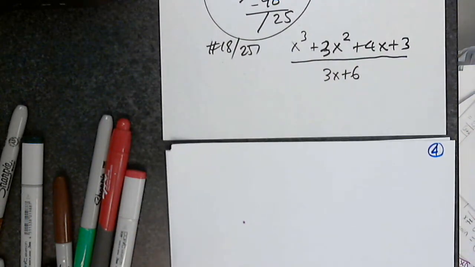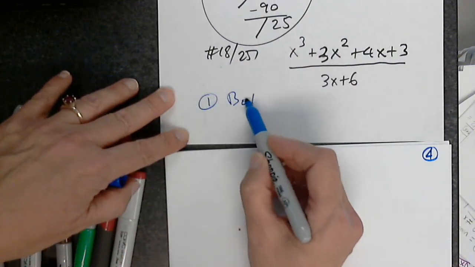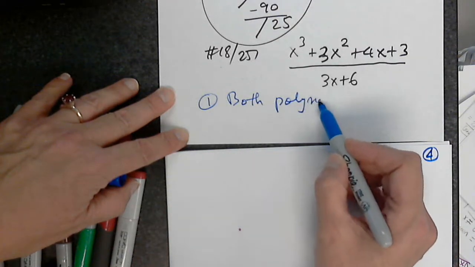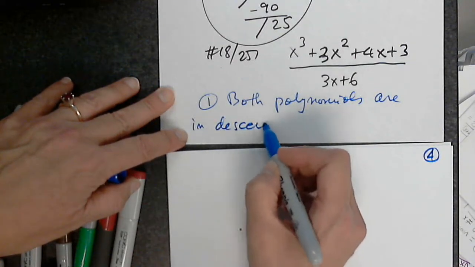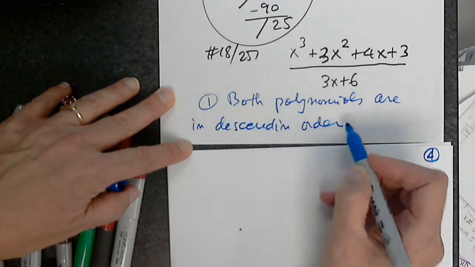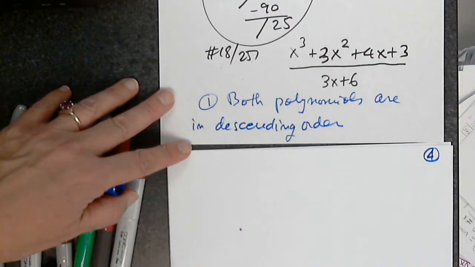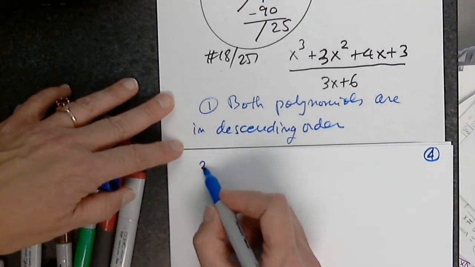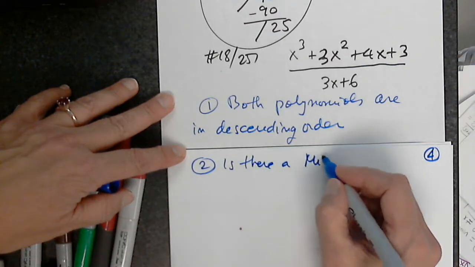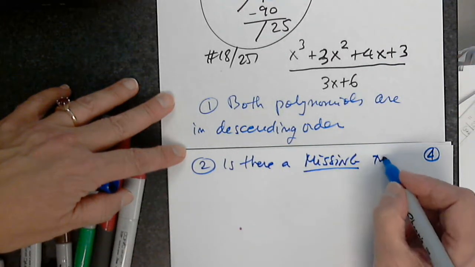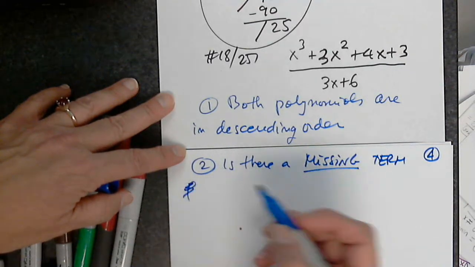Two things I have to make sure of before I start the algorithm. One, both polynomials are in descending order. Descending order. Are they? Yes. Good. Question number 2. Is there a missing term from the top, at the top in the numerator?